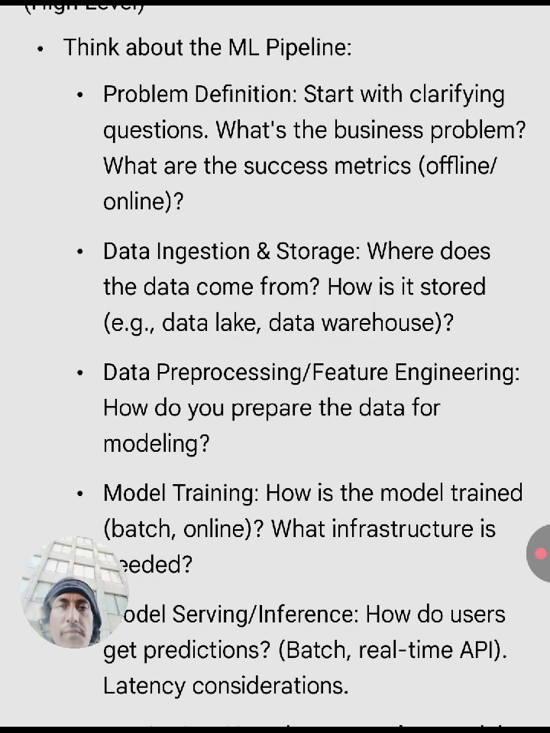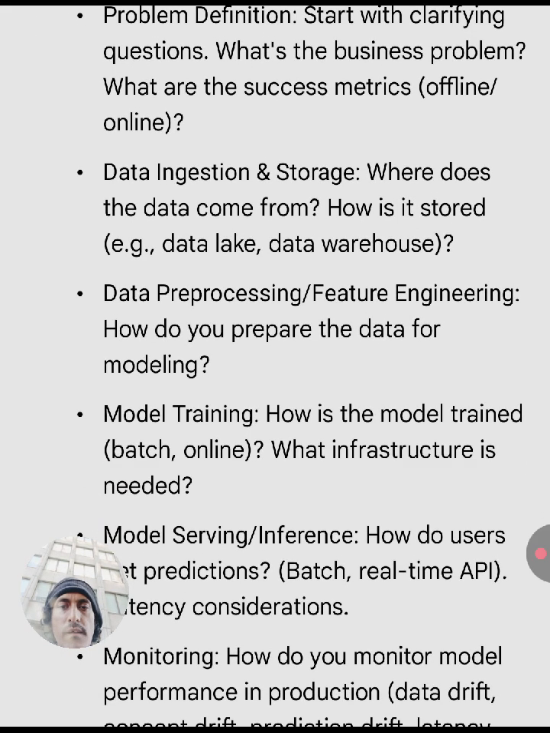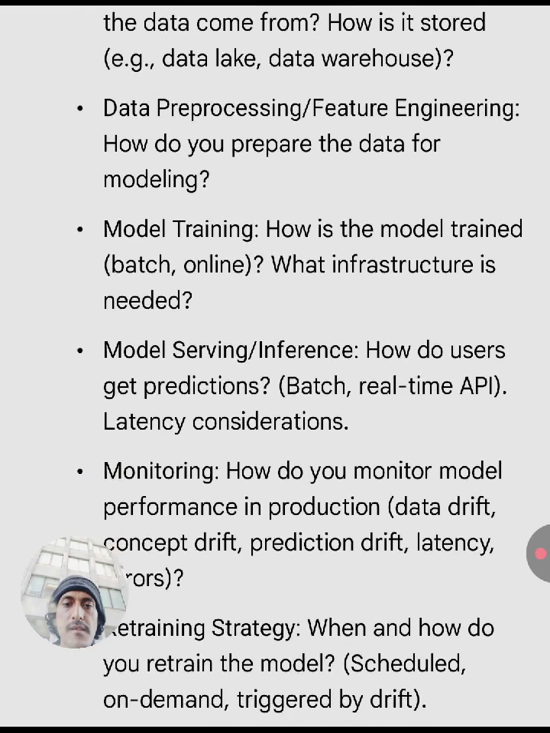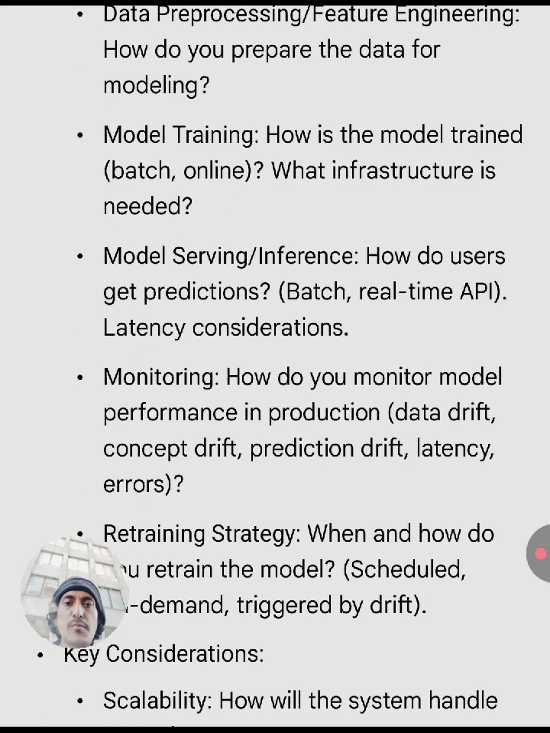Data pre-processing, feature engineering. How do we prepare the data for modeling? Then we have the model training. How is the model going to be trained? Do we train it online or in batch or as a mixture of both? What infrastructure is needed? Then how do we serve the model? How do we do the inference? How do users get the predictions? Batch, real-time API, latency considerations.